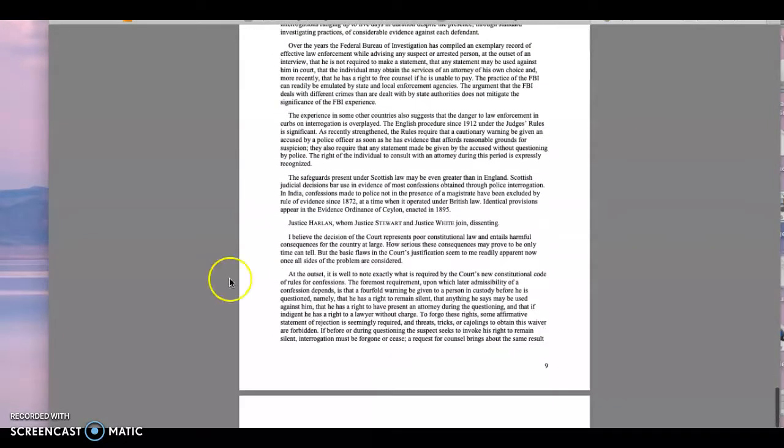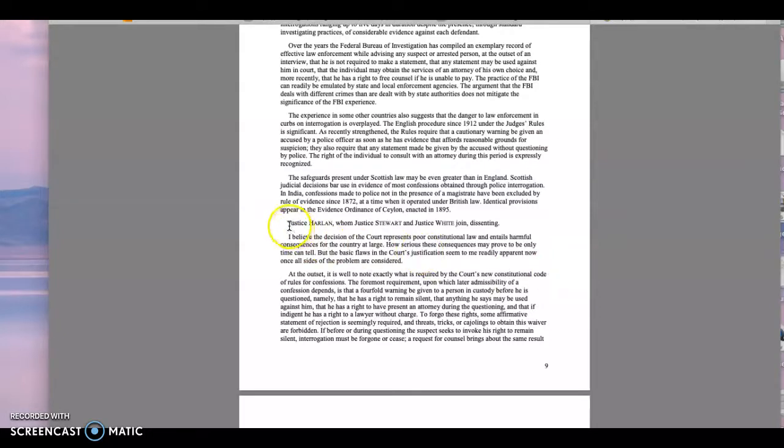Then we get down here, and this is a dissent, right? Justice Harlan, with whom Justice Stewart and Justice White join, dissenting. Now remember, a dissent doesn't carry weight on its own. It's not like a dissent is binding on lower courts. A dissent is a way for the judges to express significant dissatisfaction with the majority's opinion, or to put forth the reasoning that they think should control.